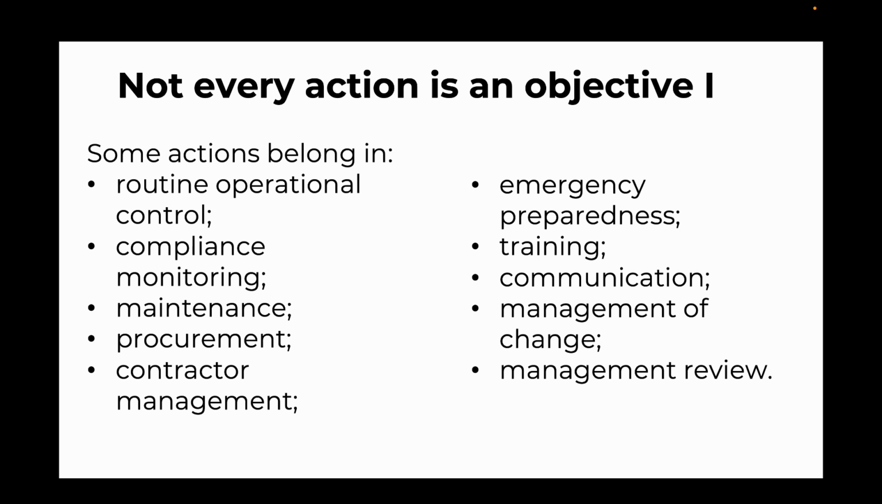Now, this is an important point. Many organizations jump too quickly from significant aspect to environmental objective. But not every significant aspect needs a formal objective. Some aspects are managed through routine operational control. For example, chemical storage may need inspections, containment, and spill kits. Wastewater discharge may need monitoring and operating limits. Contractor work may need work permits and supervision. These are controls, not necessarily objectives.